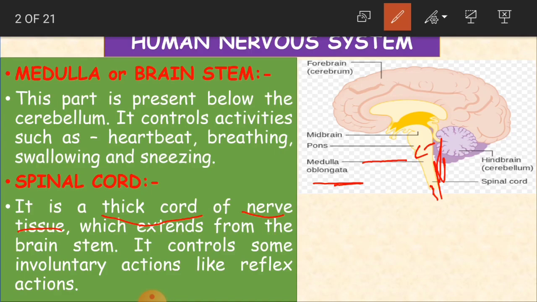Clear children? So what is the spinal cord? It is a thick cord of nerve tissue, and where does it lie? It extends from the brain stem, from here. And it controls some involuntary actions, which we can also call reflex actions.